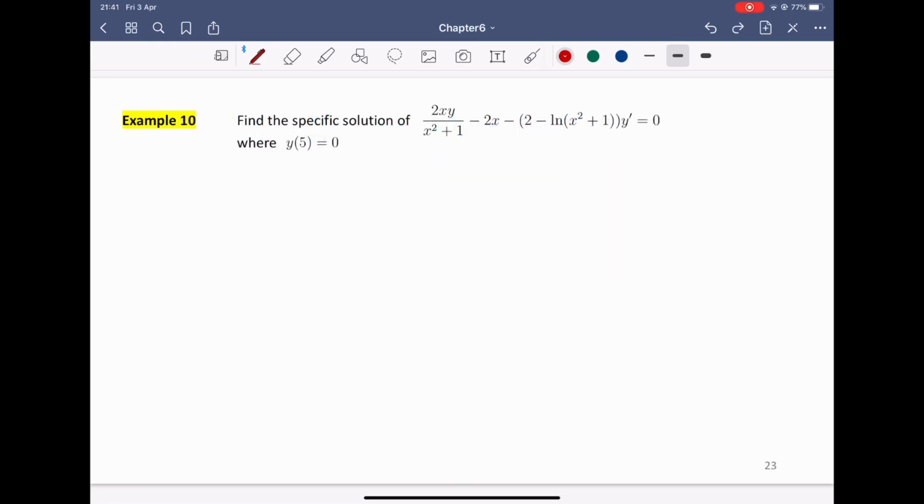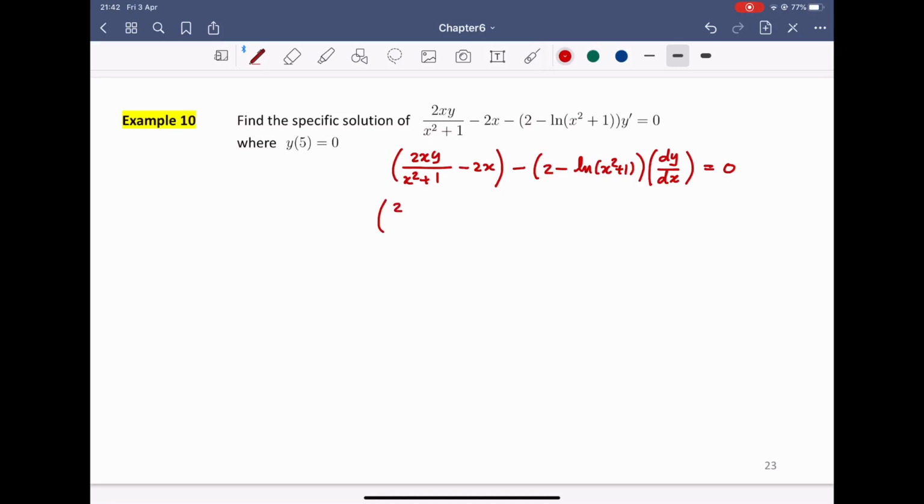Alright, let's do another example. For example 10, find the specific solution of this differential equation where y(5) equals 0. Alright, this differential equation looks messy now, so let's simplify it. I have 2xy over x squared plus 1 minus 2x, minus 2 minus the logarithm of x squared plus 1. So I change the notation y prime to dy by dx. And then after that, I multiply dx to this equation.